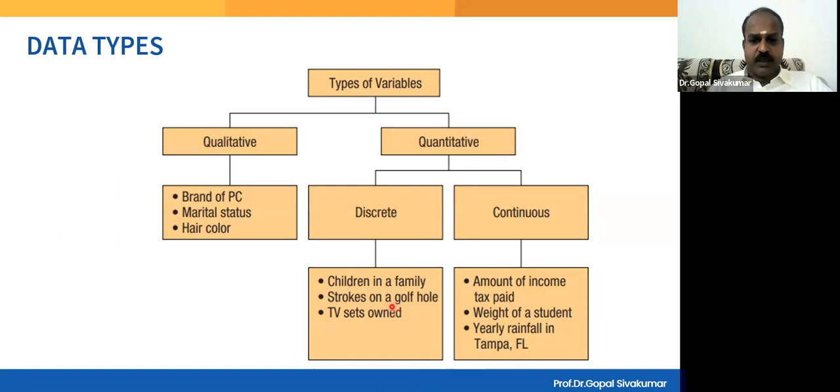Some other examples here. Number of children in a family, maybe 2, 1, or 3, some whole number always. And the number of strokes on a golf hole, right? And these are all countable. And number of TV sets in a family, and this is also a whole number. These are all discrete. The number of machines you have in your factory, that is discrete data, right?